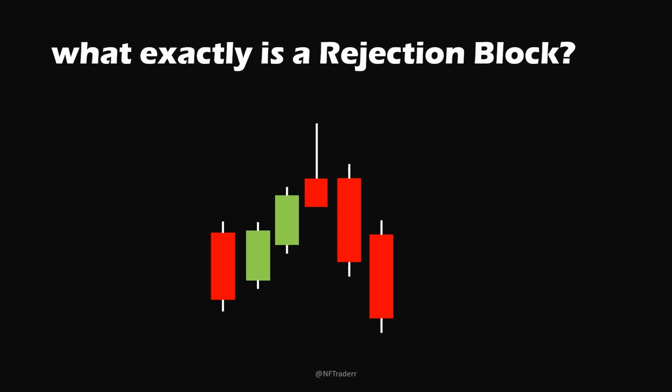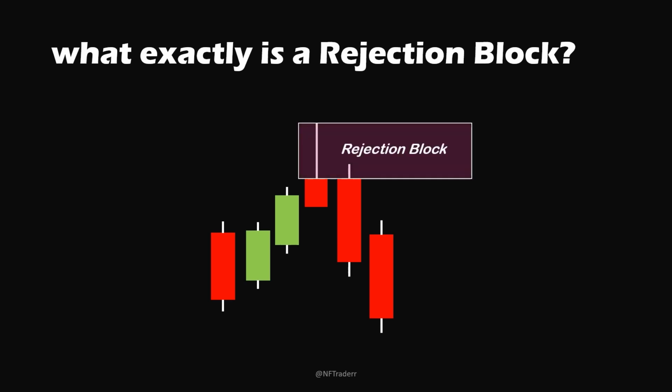Rejection blocks usually form around key support or resistance levels, or near major supply and demand zones. They show areas where buyers and sellers are fighting it out, but the market isn't ready to keep moving in one direction. These spots can lead to trend reversals or pullbacks, which is why they're such great opportunities for traders like us. Let's take a look at an example on the chart.